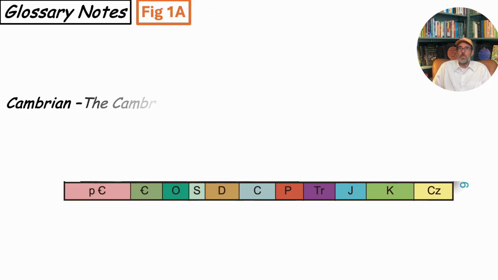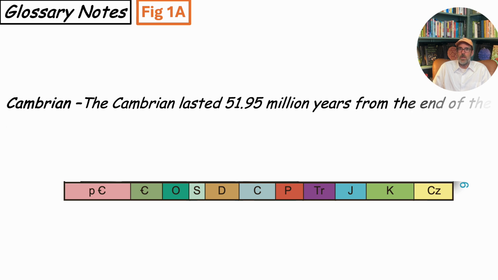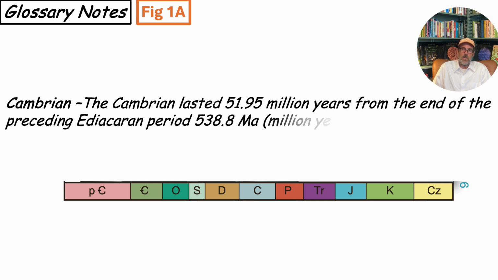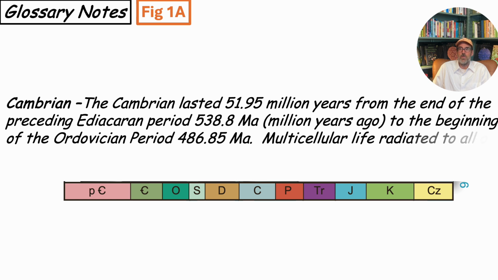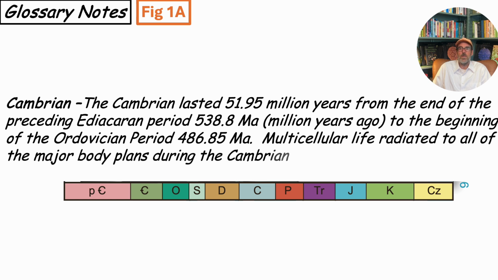So, continuing with my glossary notes, the Cambrian is the geologic period that lasted from 538.8 million years ago to the beginning of the Ordovician period, 486 million years ago. It lasted for about 51 or 52 million years. And this is when multicellular life radiated to all of the major body plans, and that all happened in the Cambrian.